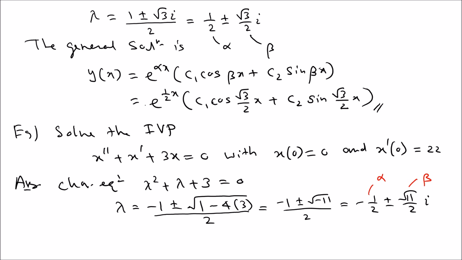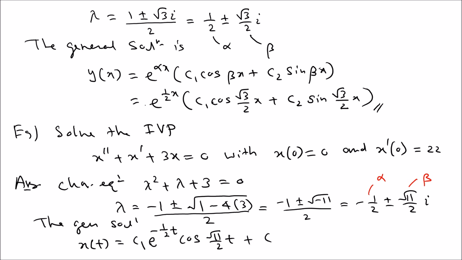So the general solution you can write as x(t), which is c1 e to the alpha value t. So let's say it's a function of t, the independent variable is t. And then we have cosine beta, which is square root 11 over 2 t, plus c2 e to the negative 1/2 t sine square root 11 over 2 t. So that is the general solution. You can get the general solution in three lines. Now the only thing we have to do is find c1 and c2 using the initial conditions. So let's do that.